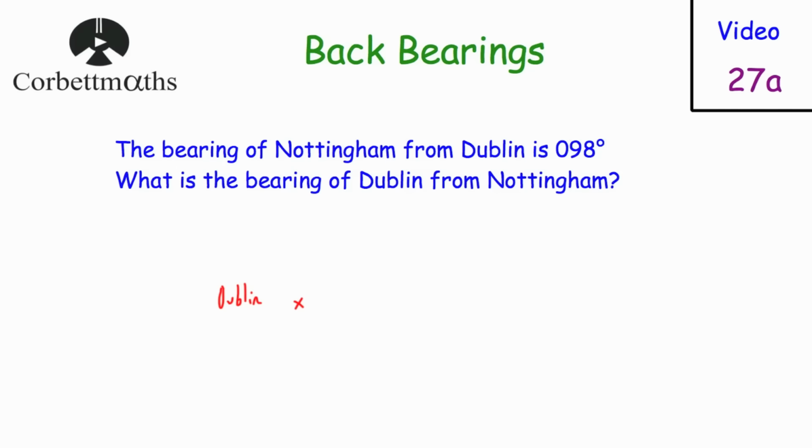So let's put our north line in. If we started at the top and went around 98 degrees, it would go past east and just a little bit beyond it. So it wouldn't be here, it would be a little bit further. Let's put a little cross there and say that's Nottingham. So we've got Dublin and Nottingham. Let's join them up with a straight line.